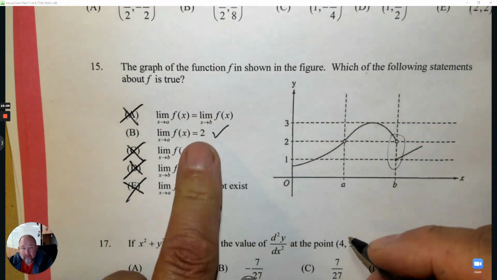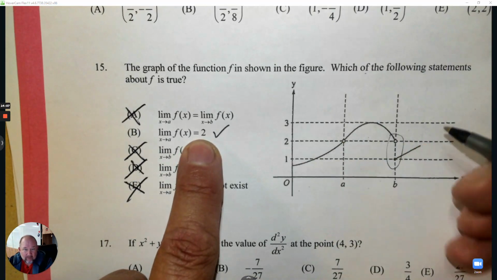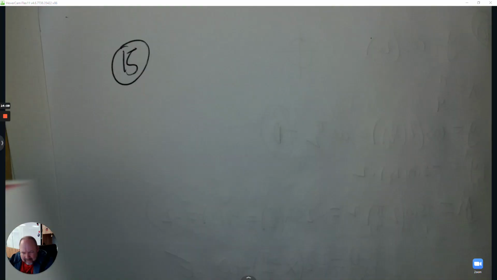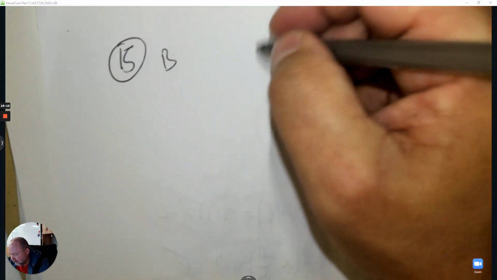It does exist. The answer is 2, right? The answers from the left and right agree. Anyway, so the answer is B. I'll let you just write down B here. It's going to be okay.